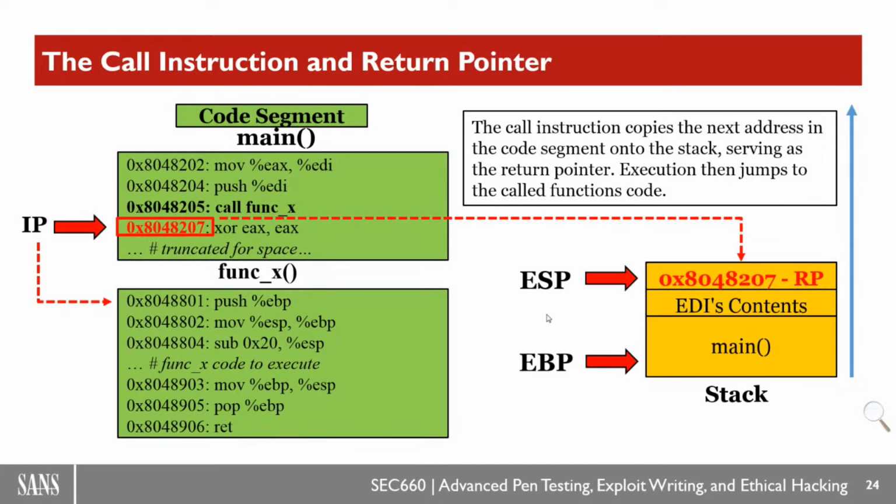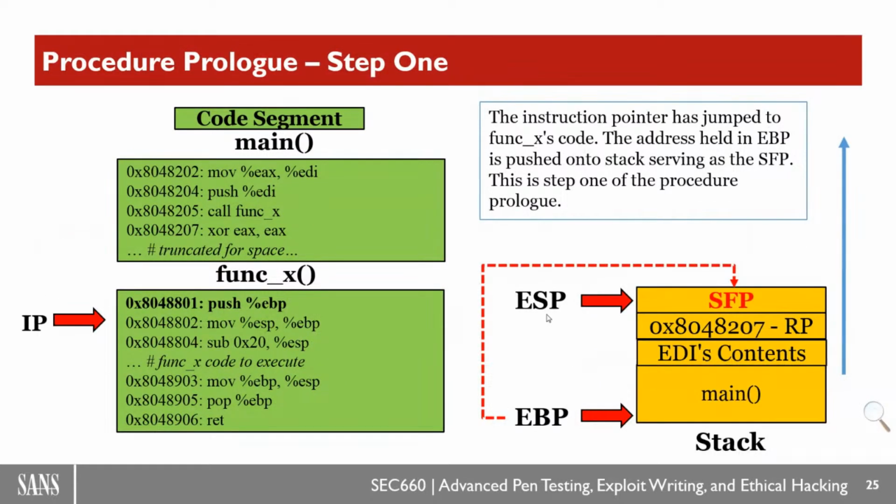When we call a function, two things are going to happen. First, we take the next virtual memory address, which is where the instruction pointer is pointing, where execution would have continued, and we push that onto the stack, adjusting the stack pointer. That becomes the return pointer. That is how we get back home. When we call a function, we want it to return control back to us. The second thing the call instruction does is redirect the flow of execution to the called address. In this case, it's function X.